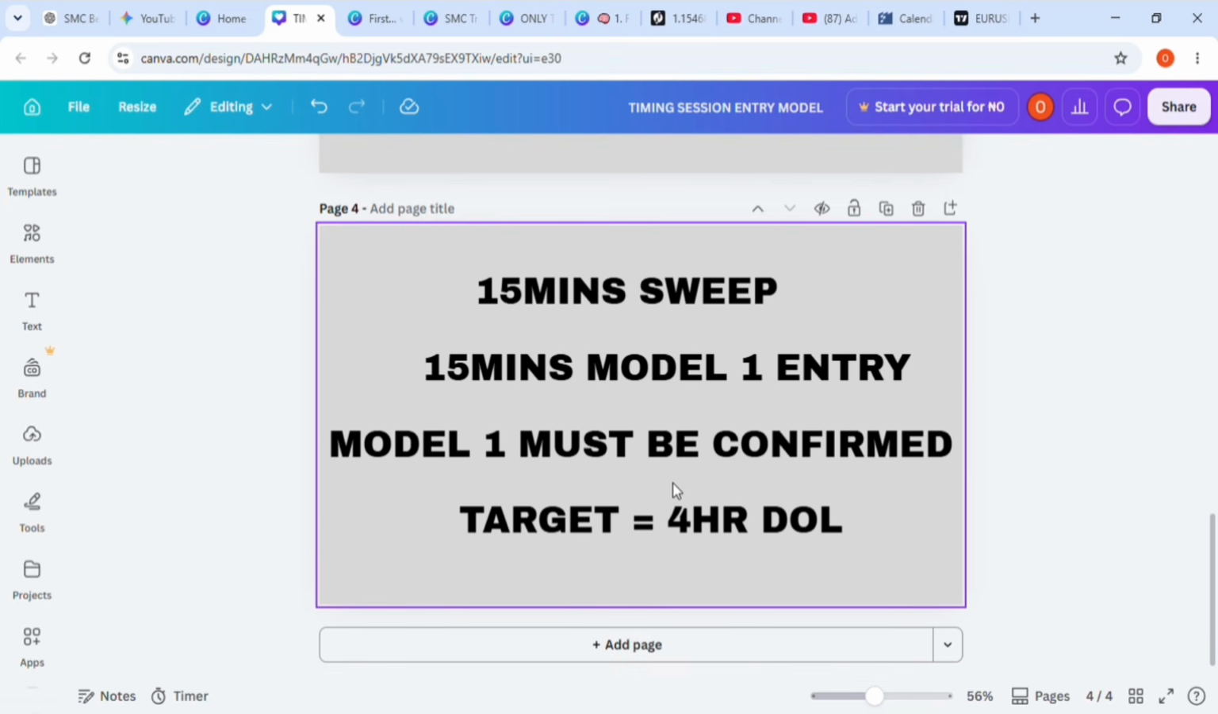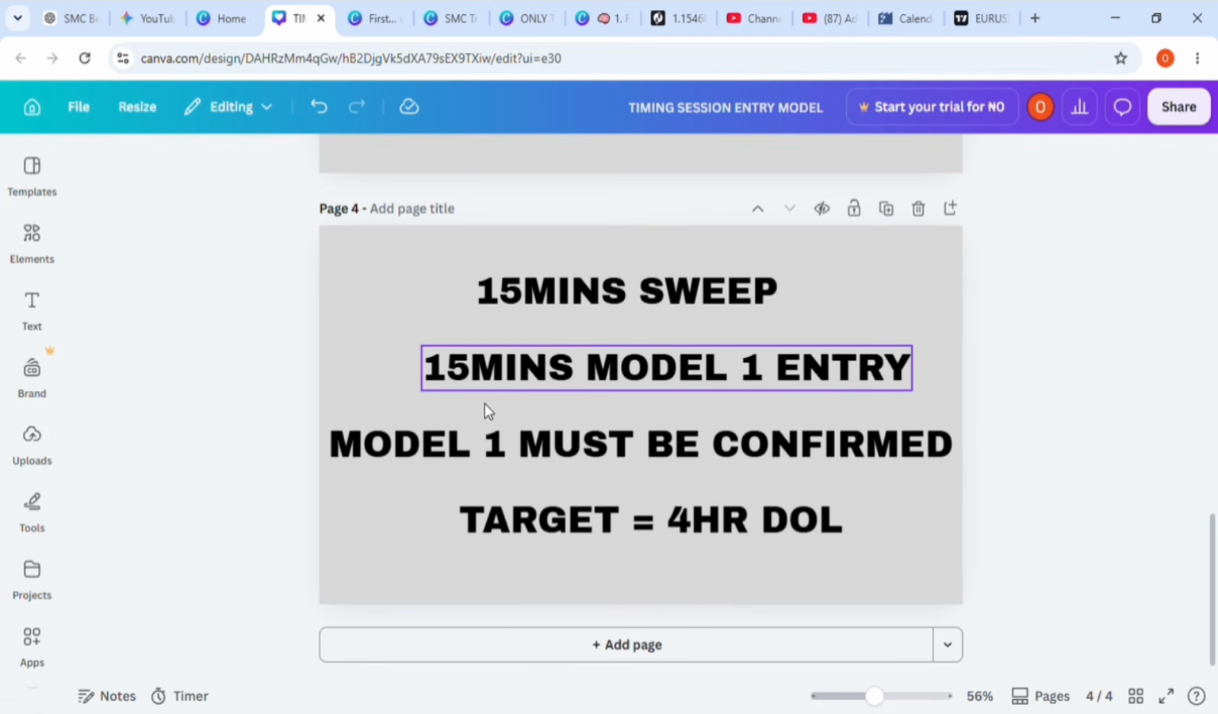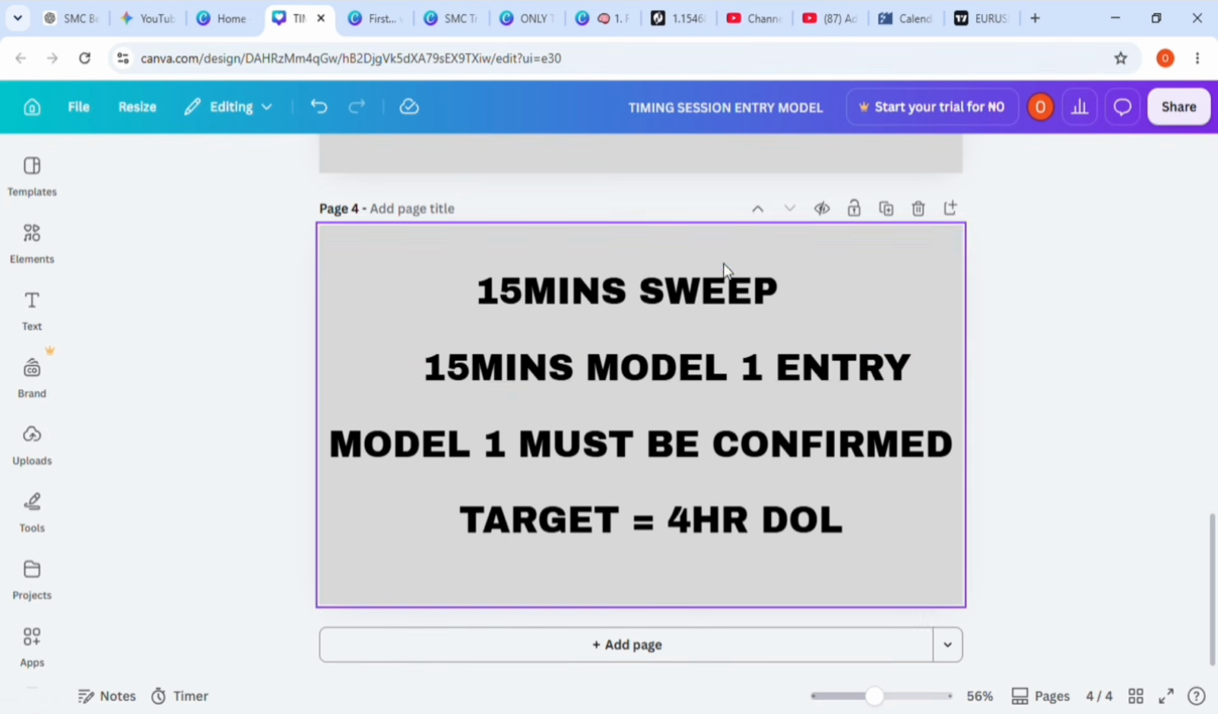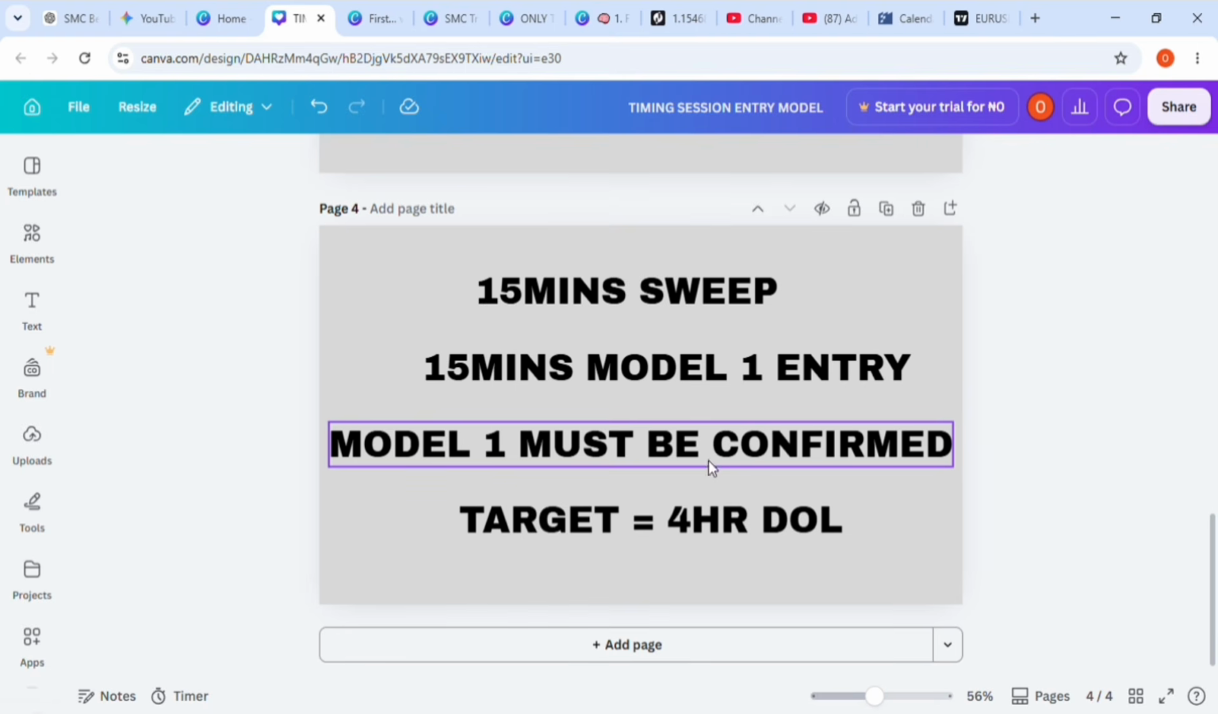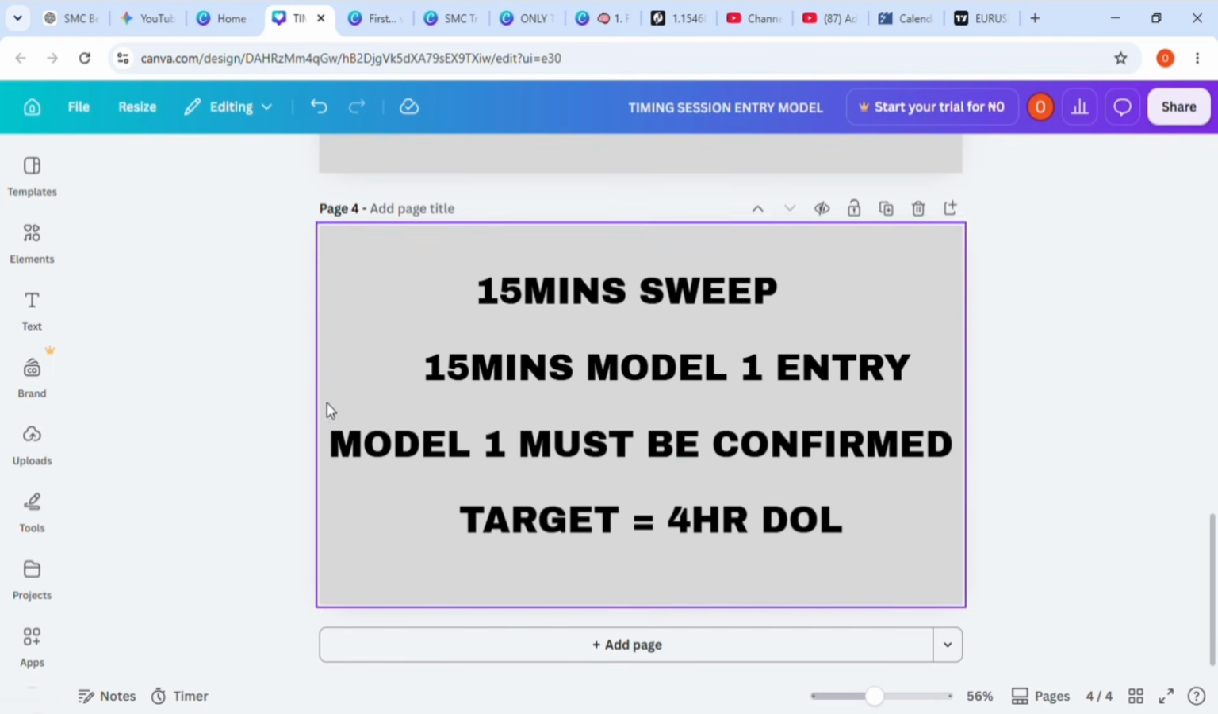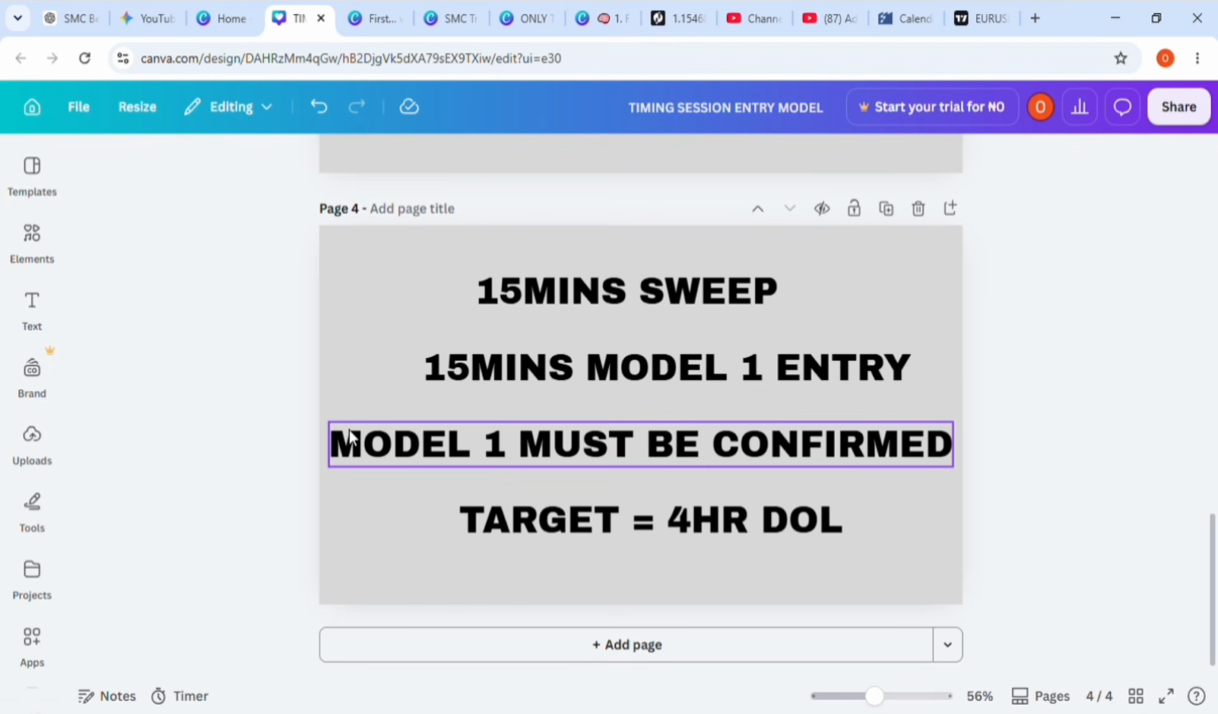So the third one is our entry model, which is the 15-minute sweep. Again, the 15-minute model 1 entry, and again, the model 1 must be confirmed. Then our target should be the nearest 4-hour draw in liquidity. Everything is what I'm going to teach you in this particular video.